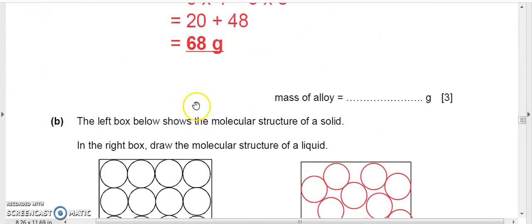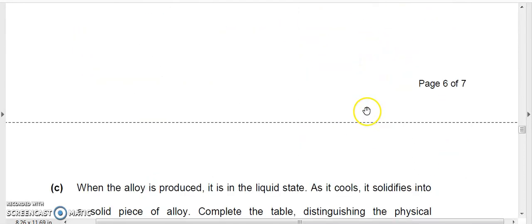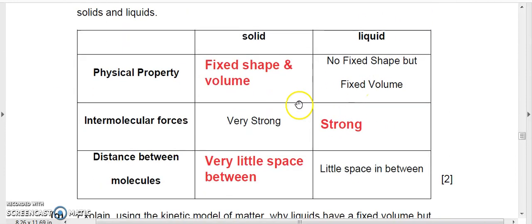All right, question part B. Just draw the molecular structure of a solid and of a liquid. You can see solid is all in neat patterns, but for liquids, still close together, but make sure it's not neat. Make sure it's also not far apart, so it doesn't look like a gas. And the last part here, just fill in the blanks for physical properties. Solid has fixed shape and volume. Liquids have no fixed shape but fixed volume. Intermolecular forces will be strong for liquid. Distance, very little space. So you can see it's pretty similar: strong, strong, little space over here.